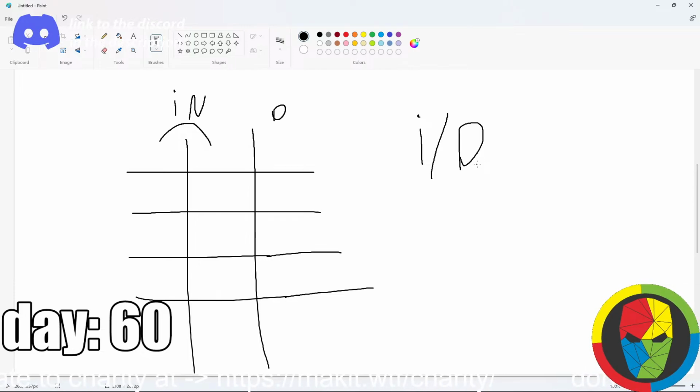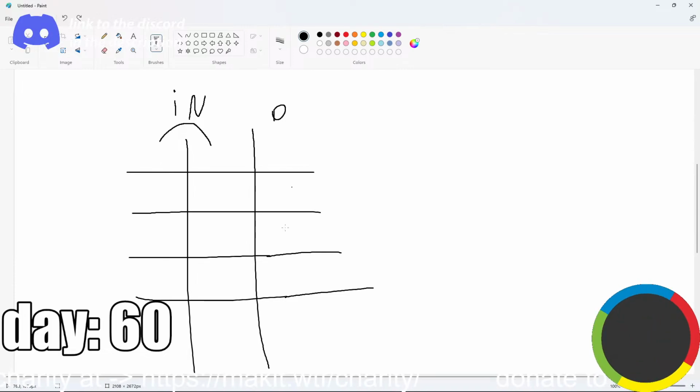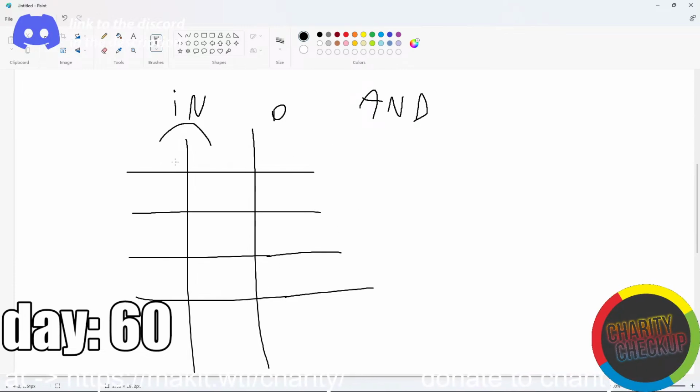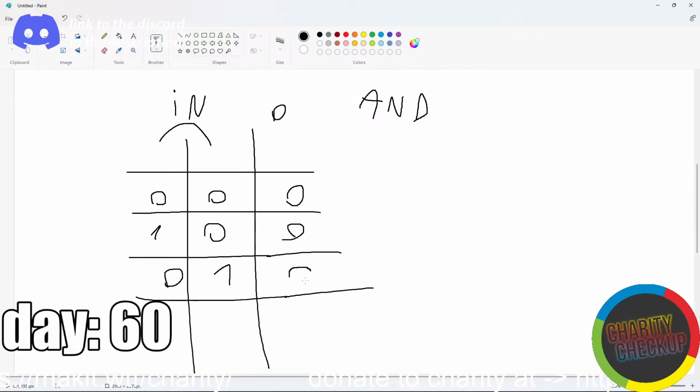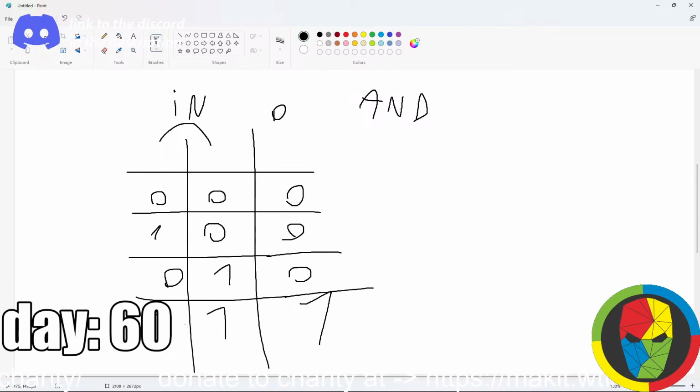Fun fact for all of you computer science nerds: input output, right? Now let's imagine a logic gate like AND, for example. In AND, it looks like this. We have 0 0 0, 1 0 0, 0 1 0, 1 1 1. Because AND returns a 1 only when the first and the second one are 1. That's the rule.